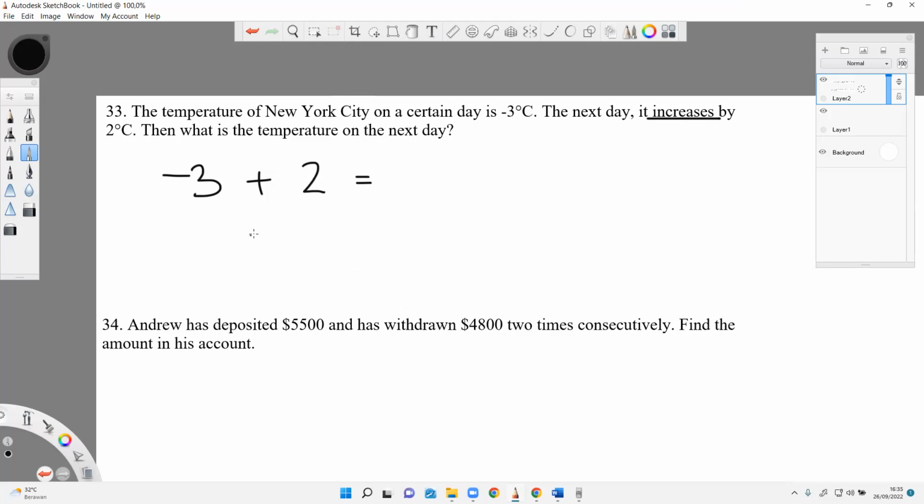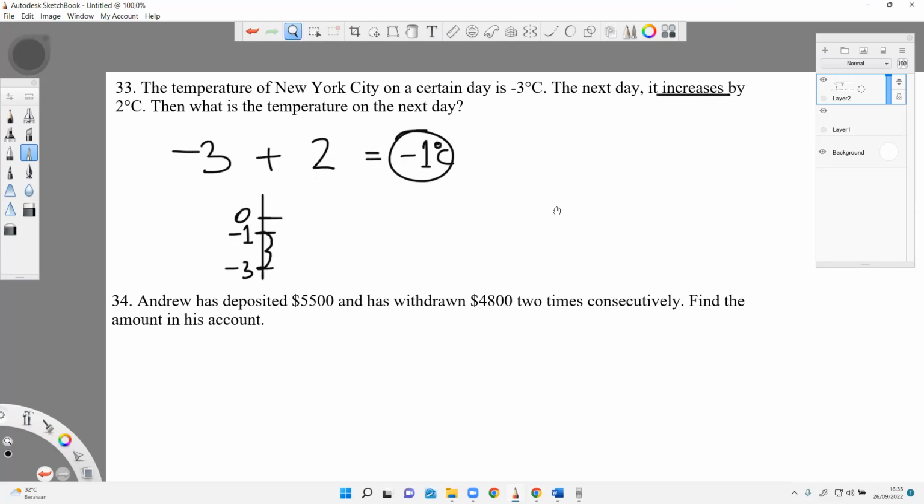Is it still below 0 or above 0, Rachel? This is -3. You add 2. Is it still below 0? Yeah. But the number is bigger, -1, right? Get it? Yes. Okay, -1 degrees Celsius. This is a small number and it is easy.